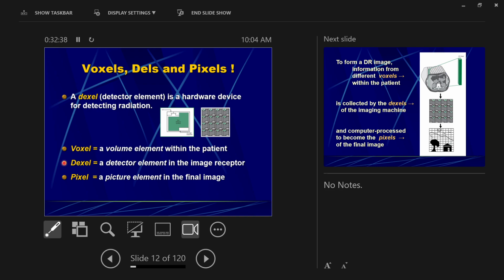Dexel, detector element, that's in the image receptor. Pixel, picture element, that's what the computer screen displays. The screen displays things using pixels. A voxel, I'll just read it and then we'll try to describe it, is a volume element within the patient. The word voxel stands for volume element.